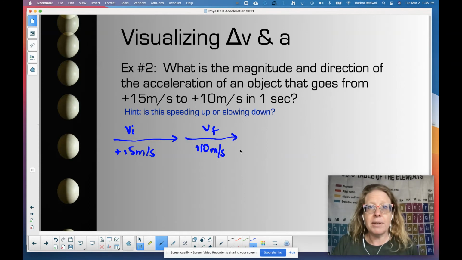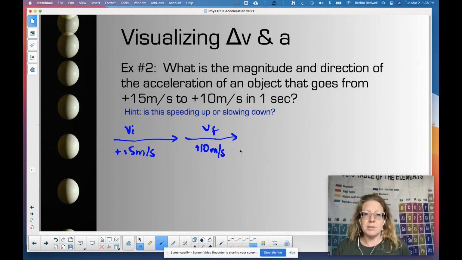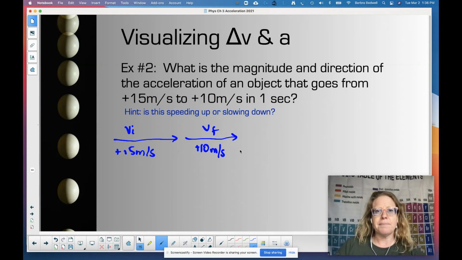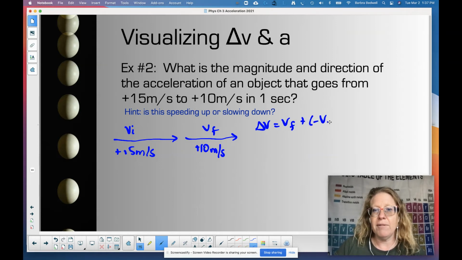Is it speeding up or slowing down? You guys know this, it's slowing down. So something's got to happen. Our delta V has got to be on the negative side. So again, how does this turn into delta V on the negative side? How is it slowing down? All right, remember what we are doing. Delta V is VF plus negative VI.